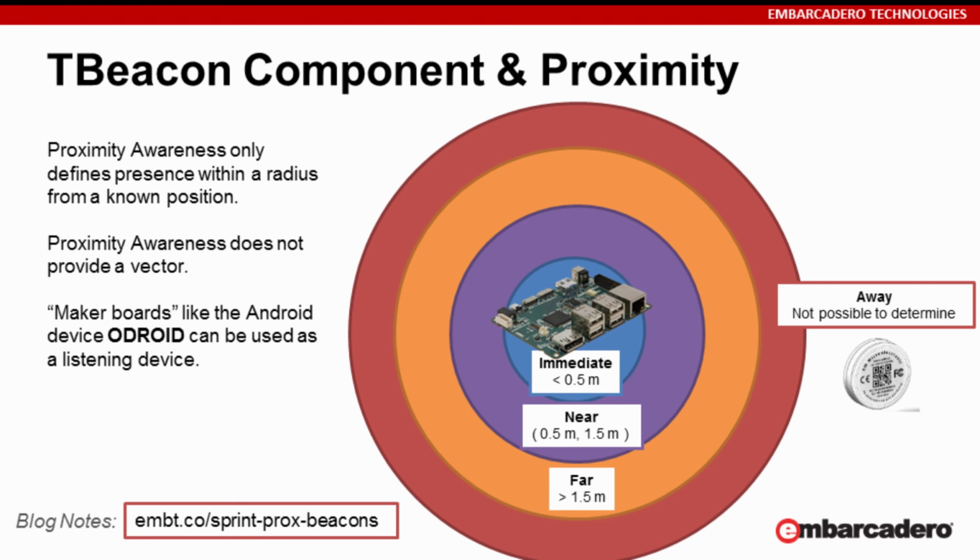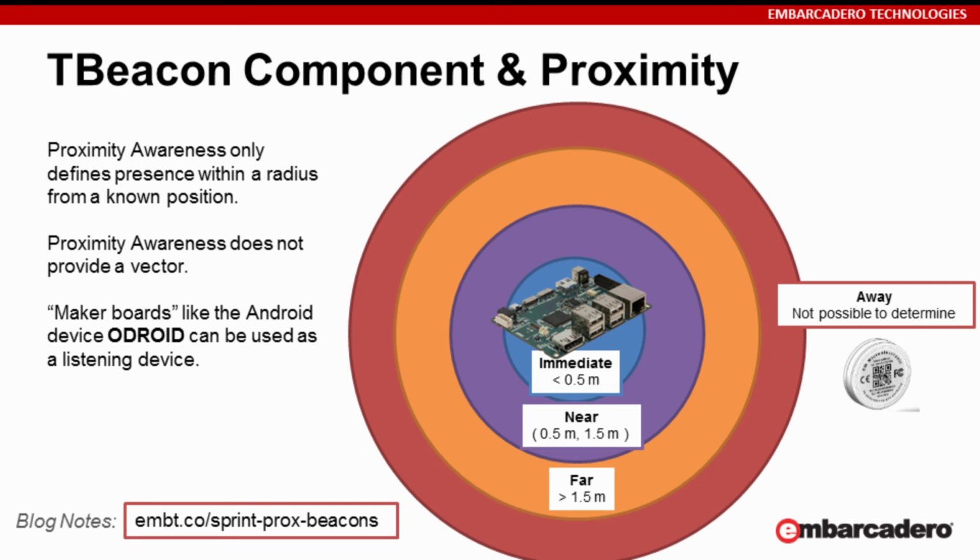Immediate range is less than half a meter from the listening device. Near proximity is between half a meter and 1.5 meters from the listening device. Far is greater than 1.5 meters from the listening device. And lastly, away is beyond detection range, and therefore the distance is indeterminate.